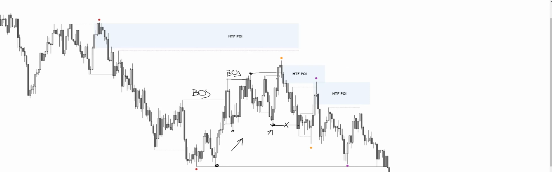Not all ranges will take out the whole internal range liquidity, right? So whenever you have this breaker structure, you can look to take a short setup. Now you will have a new range from this high to this low, right? You will have equal highs being built here, and you can just take your PI, and that will be your first short.